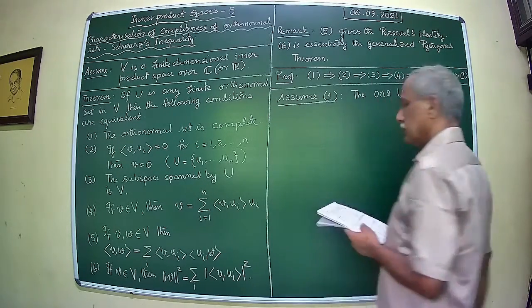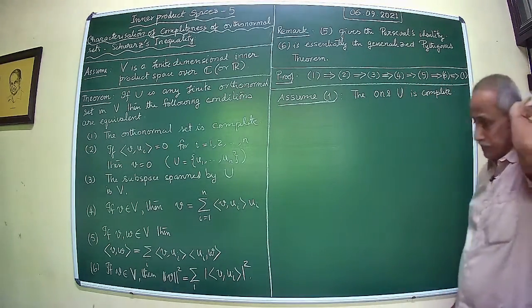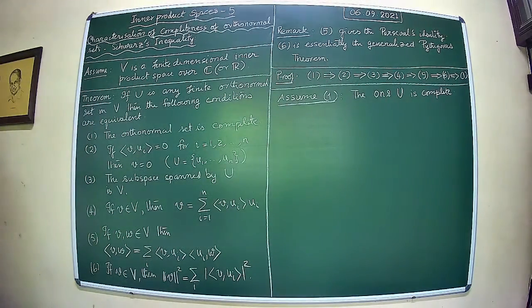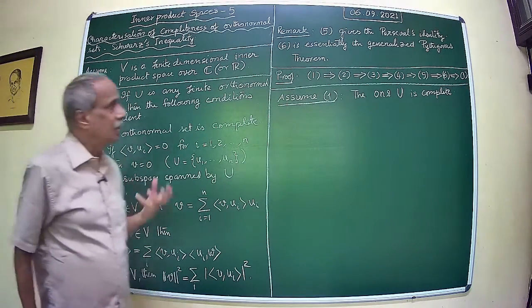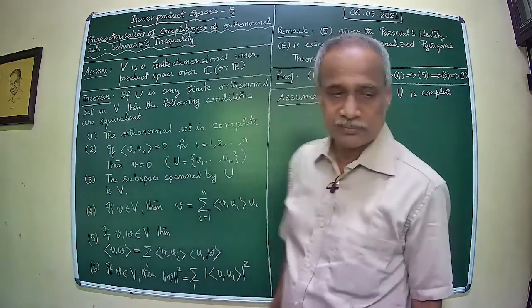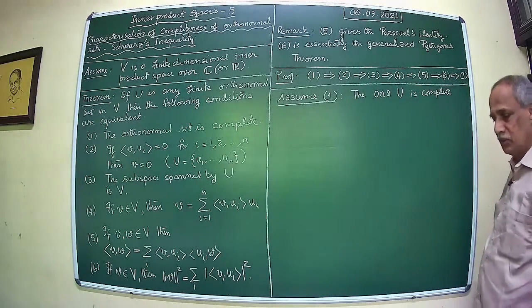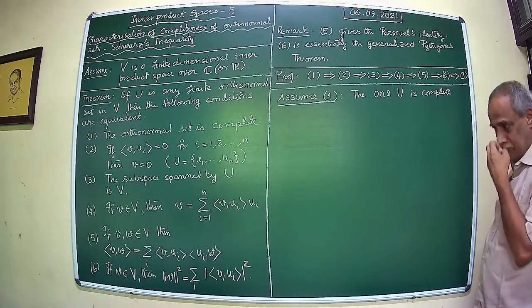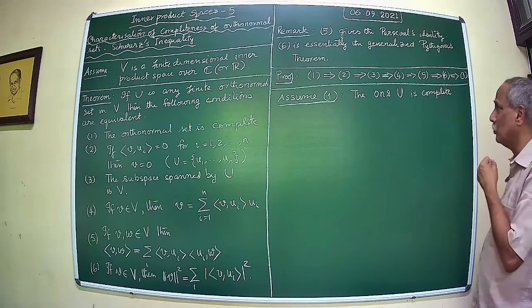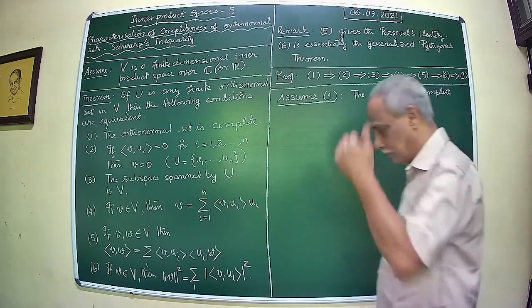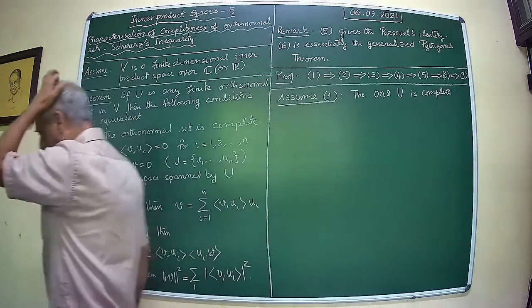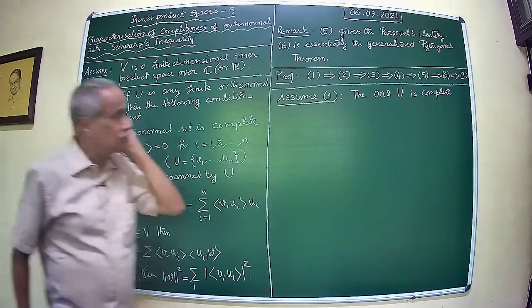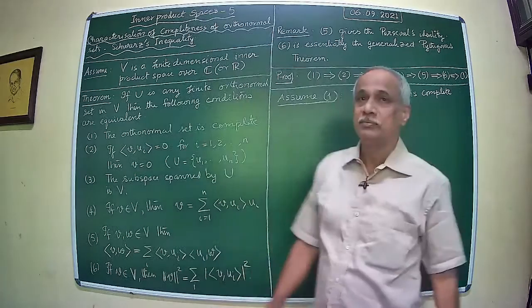What do you mean by that? It means that it is maximal. Maximal means what? It cannot be a part of a larger orthonormal set. Or if U prime is another orthonormal set such that U is contained in U prime, then U is equal to U prime. So this is a maximal orthonormal set.